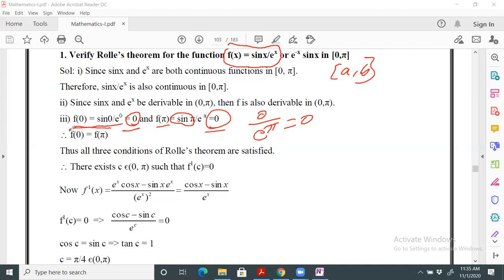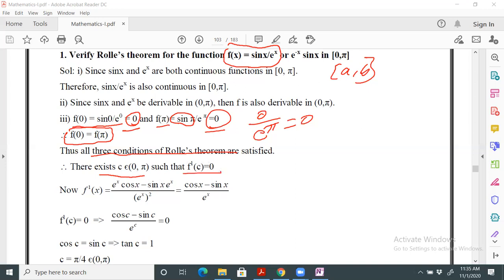The third condition of our Rolle's theorem is satisfied. Thus all three conditions of Rolle's theorem are satisfied. Hence, what can we say using Rolle's theorem? There exists at least one point c belonging to the open interval (a, b) such that f dash of c equals 0. This is the statement we have to write.